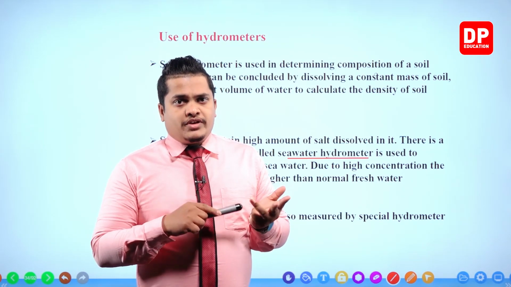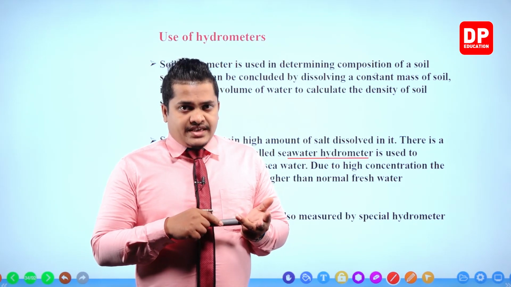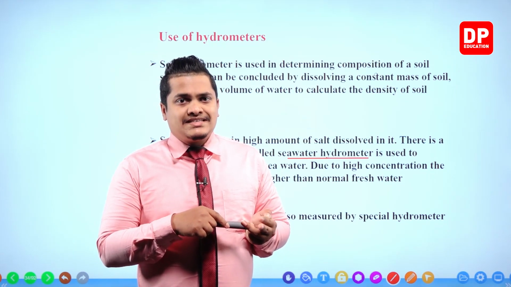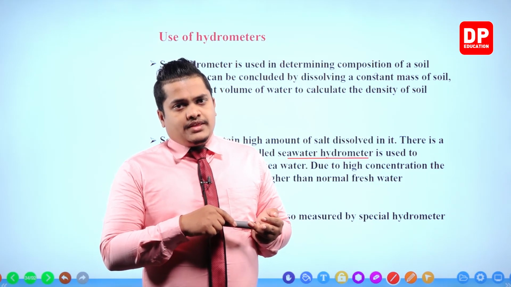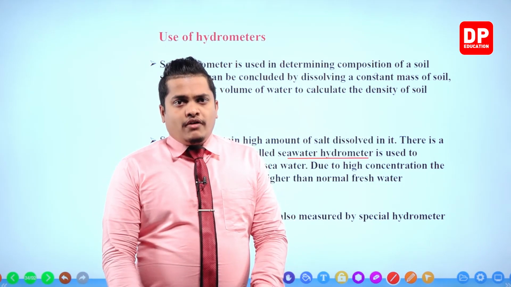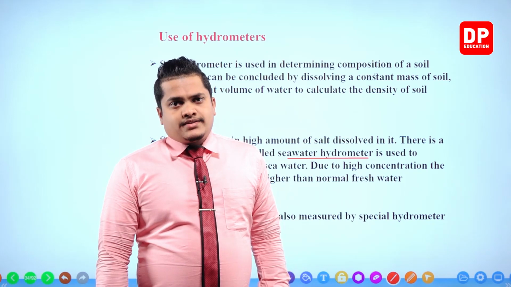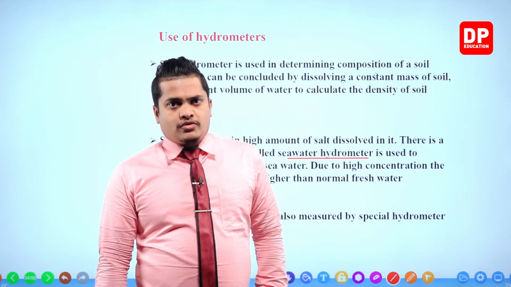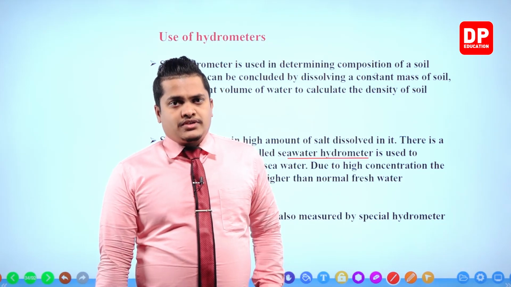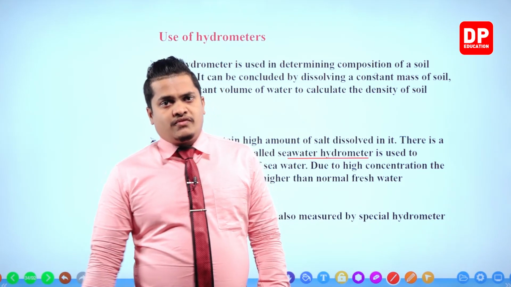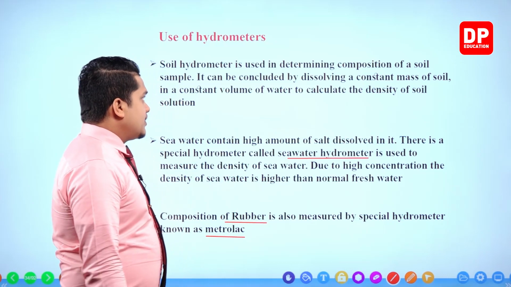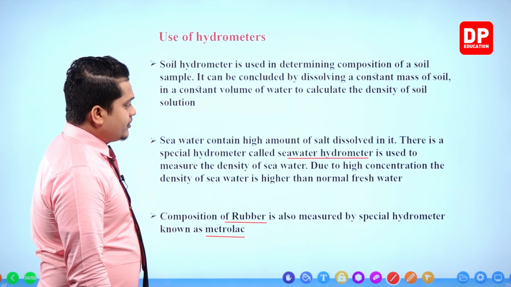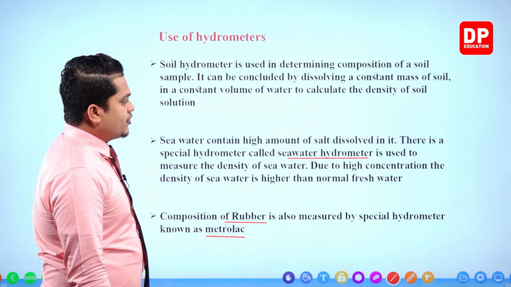Then, my dear children, to measure the density of seawater, a special kind of hydrometer is used, which is referred to as the seawater hydrometer. Then, to measure the density of rubber latex and find out its composition, we use the special hydrometer called Metrolac, and by using it we can get the composition of rubber latex. So these are the special uses of hydrometers.